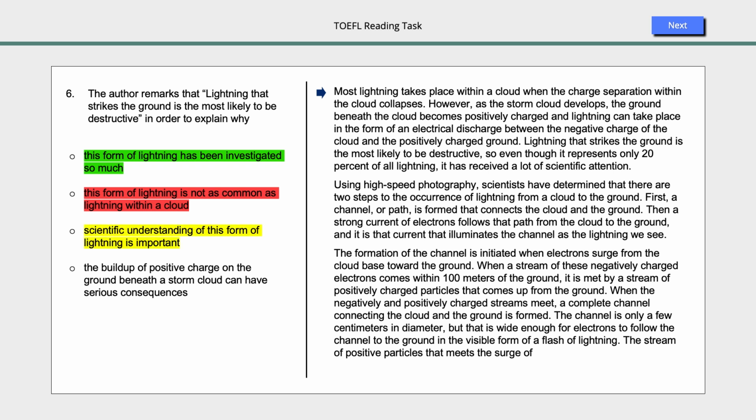The third option says, scientific understanding of this form of lightning is important. This is not the point that the author makes in the paragraph, so this is also incorrect. The final one says, the buildup of positive charge on the ground beneath a storm cloud can have serious consequences. This is also true based on the passage, but again, it's not the reason the author says it's more destructive.